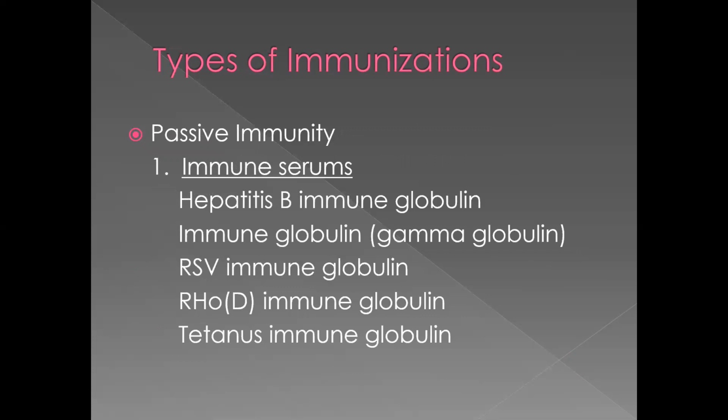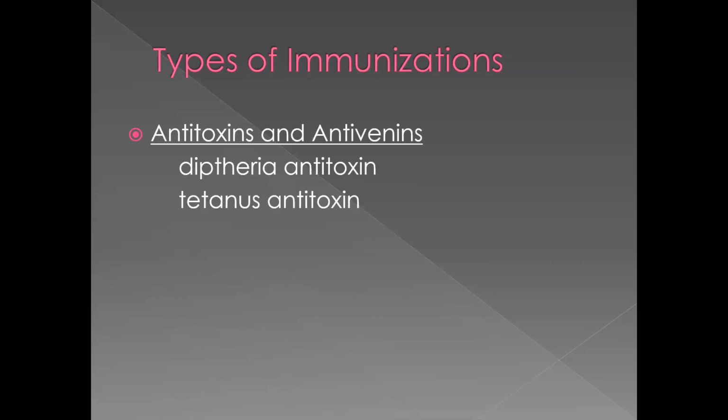All right, so starting with passive immunity, again, this would be the antibodies you're injecting into a person. So immune serums, which will be hepatitis B immune globulin or gamma globulin, RSV immune globulin, RhoD or RhoGAM, that's commonly what you hear it called, immune globulin, and tetanus immune globulin. The antitoxins and antivenins would include diphtheria antitoxin and tetanus antitoxin.